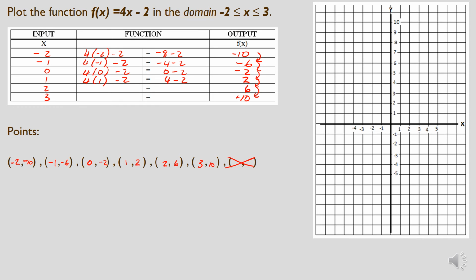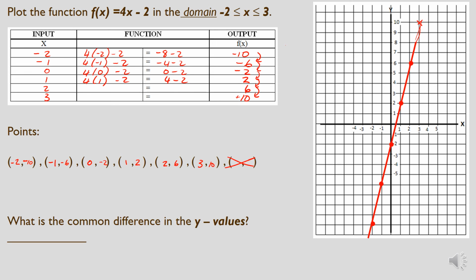And then we put those on a graph. What do we get? That's my back 2 down 10. Back 1 down 6. In the middle down 2. Right 1 up 2. Right 2 up 6. And right 3 up 10. Okay, we didn't have the 3, 10 one there. We can add it afterwards. It's up there. Okay, and joining up, you can see that it is linear.